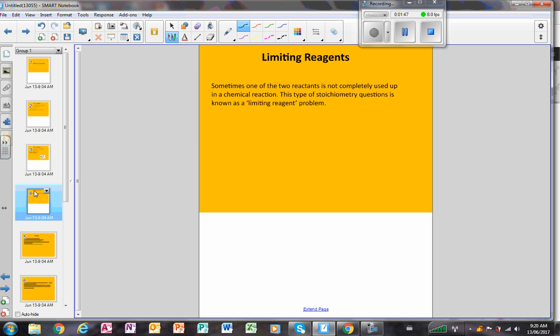So this again is looking at that of the 2 reactants, 1 will not be completely used up, and the one that is not completely used up is the excess reagent. And so the one that is completely consumed is going to be the one that controls how much product is made.